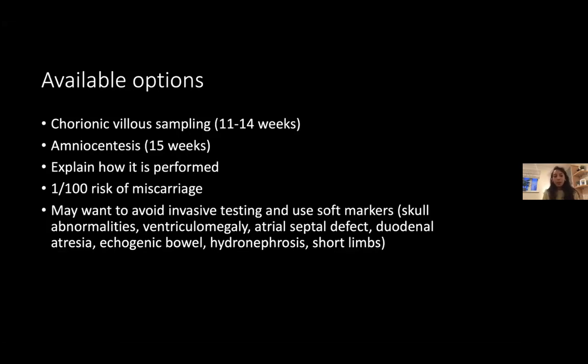Yeah, so then we need to explain how it's performed as well, and we need to explain the risk of miscarriage. And if they didn't want that, you can also avoid that and just do soft markers looking at the skull abnormalities, any ventriculomegaly, atrial septal defect, duodenal atresia, echogenic bowel, hydronephrosis, and short limbs, which are all characteristic of babies with Down syndrome. But that's obviously not super accurate.